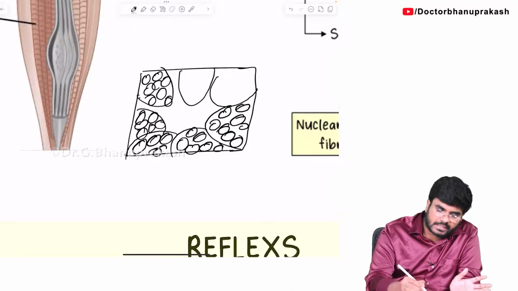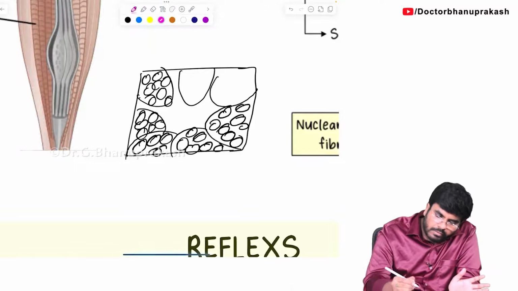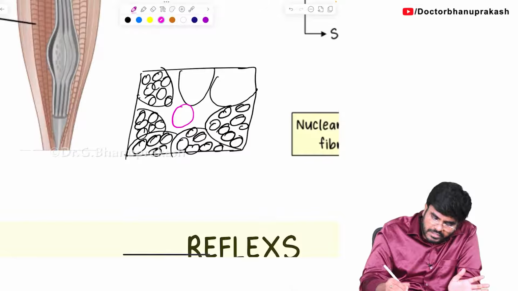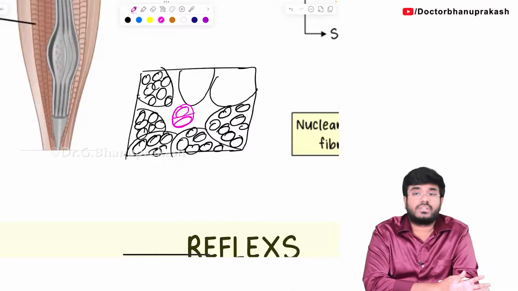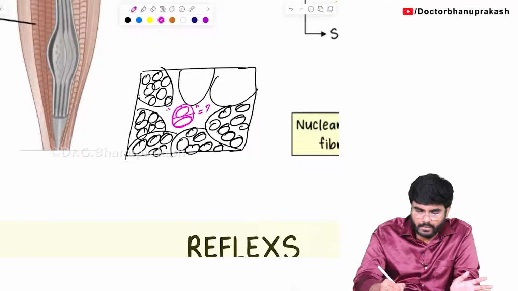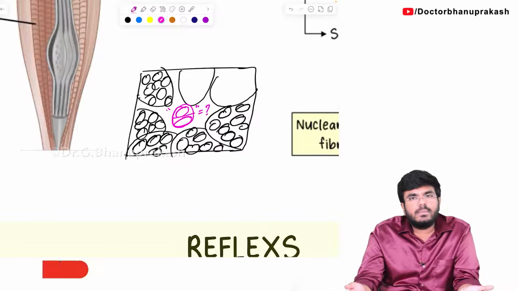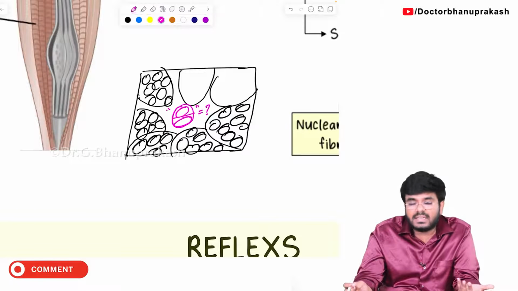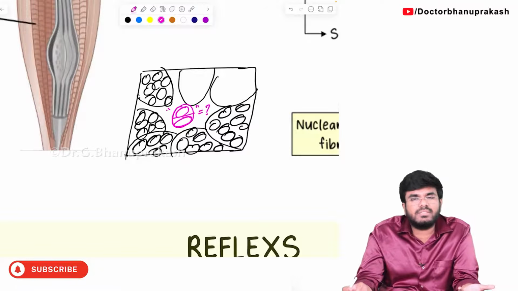Now, what they have asked is, in the center, they have shown a structure, something like this. They have marked this area and asked, what is this area? That is in the center of the skeletal muscle. What is present in the center of the skeletal muscle? That's nothing but the muscle spindle, which is a receptor.